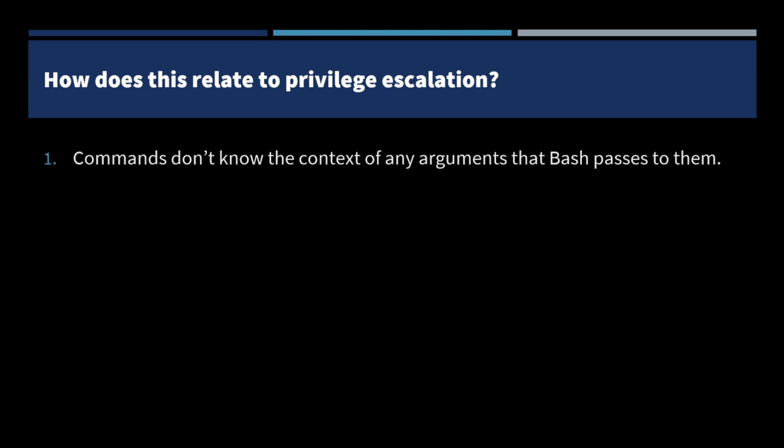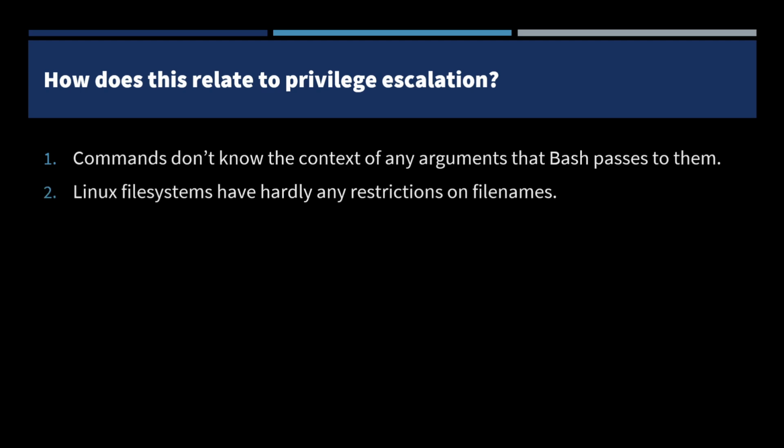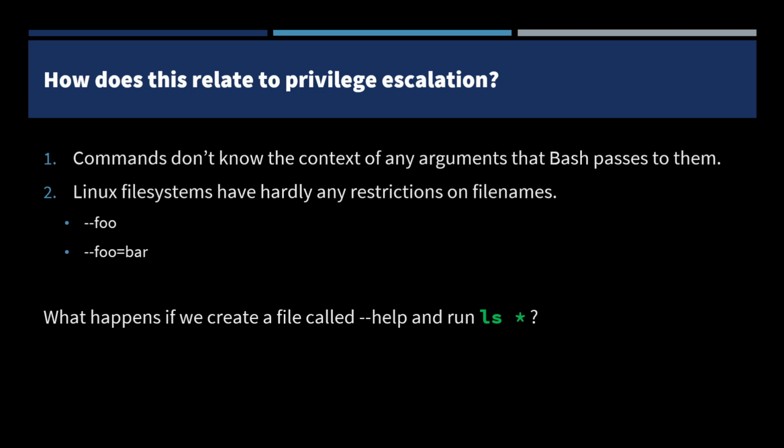The first thing is that commands really don't know the context of any arguments that bash passes to them, i.e. whether they are typed explicitly by the user or generated from file name expansion. The second thing you need to know is that Linux file systems have hardly any restrictions on file names. For example, --foo and --foo=bar are both valid file names. So this leads to the question, what happens if we create a file called --help and run ls asterisk? Let's try it.